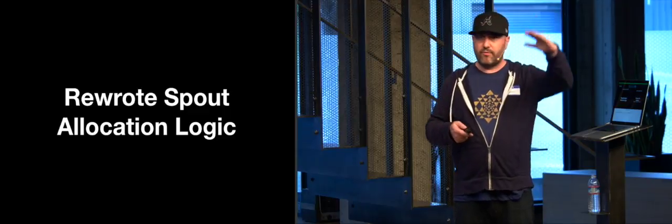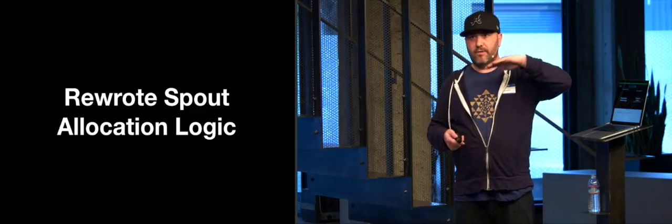So one thing we did just to deal with that is we rewrote the spout allocation logic. So we made sure that all the processes that were going to read from Kafka were, for example, distributed evenly across the entire cluster, just so we could make sure we didn't have odd latency spikes and stuff.